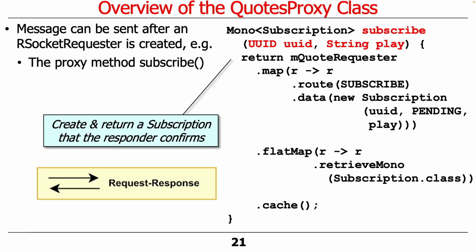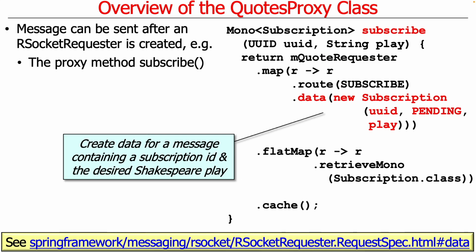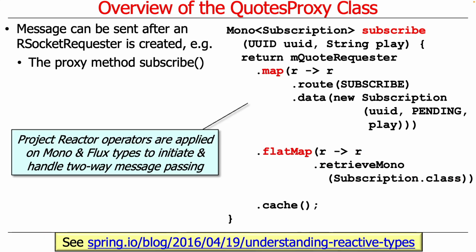And here's how we set things up. So when you want to subscribe, you'll give the UUID that you're trying to connect to, or for yourself. That's who you are. And then you give the name of the play that you want to get back from the database, if any. And so we set up a route message with the subscribe metadata. We make ourselves a new subscription object that says, I am this client at this UUID. My connection request is pending, and I would like to access this Shakespeare play. And then we go ahead and make this non-blocking two-way call. This is the async request response call to get back a subscription from the responder.